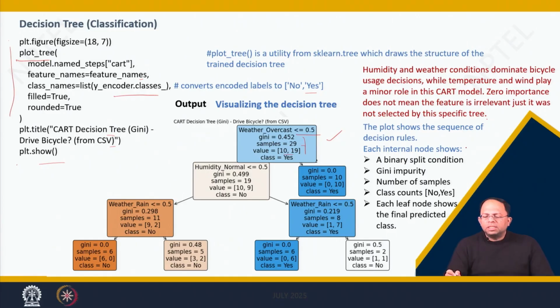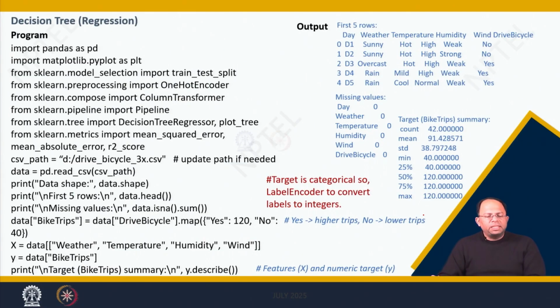So the plot shows the sequence of decision rules. Each internal node shows a binary split condition, the Gini impurity, number of samples, class counts, and each leaf node shows the final predicted class. That is, yes, this is the final predicted class as well. Okay, so these are the leaf nodes. So this is again a leaf node, right? So this is how we develop the classification tree. Similar to that, we can also develop the regression tree.